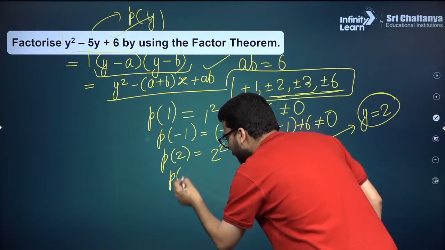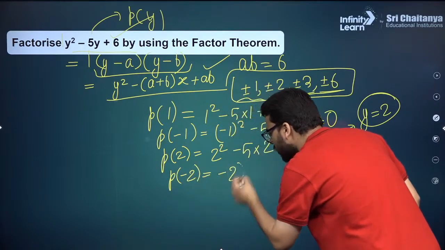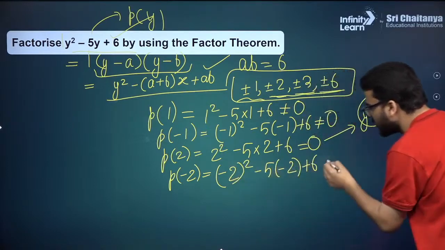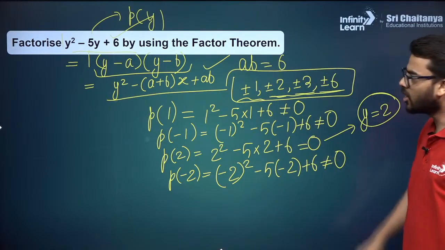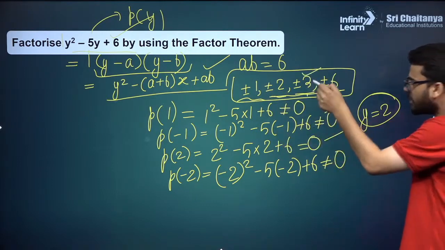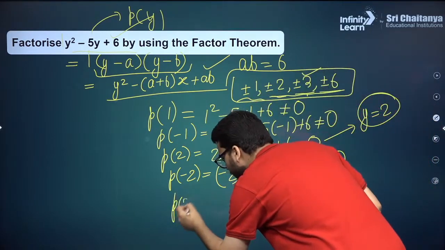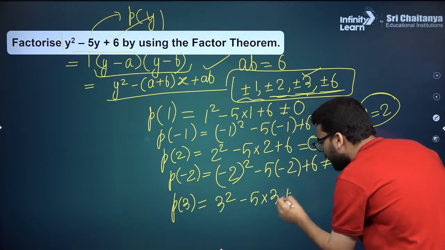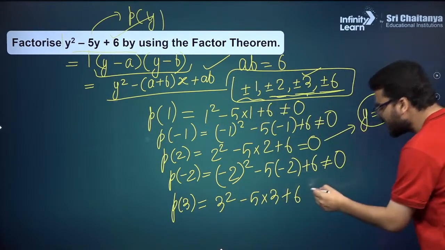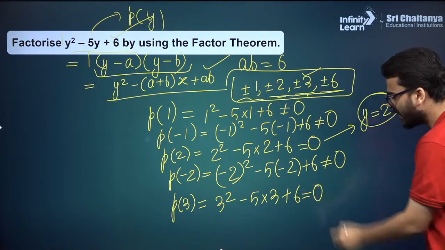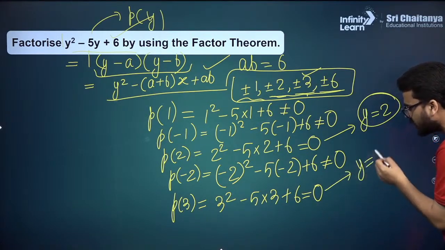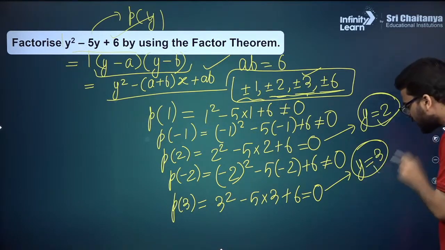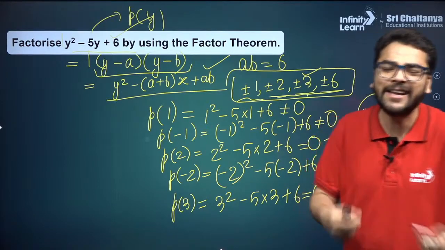Now can I find p of minus 2 over here? Is it coming out to be 0? So minus 2 square minus 5 into minus 2 plus 6. You see, this is coming out to be positive only, not equal to 0. Correct? Now let's talk about p of 3. Possible values only we are talking about. So p of 3, if I find it, what will I get? 3 square minus 5 into 3 plus 6. So this is coming out to be 0. So what does it mean? That y is equal to 3 is a zero of this polynomial by factor theorem. Y is equal to 2 is a zero of this polynomial, and y is equal to 3 is a zero of this polynomial.